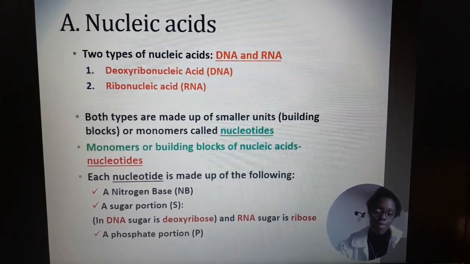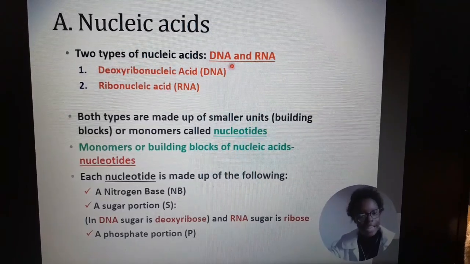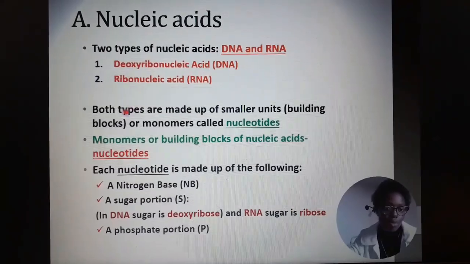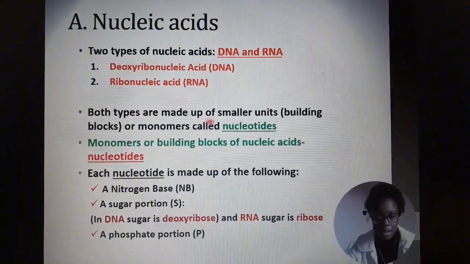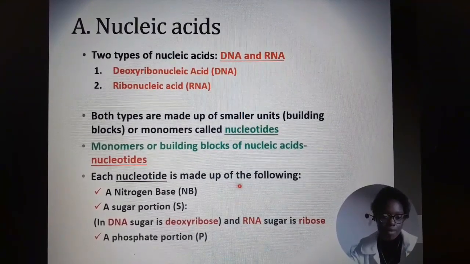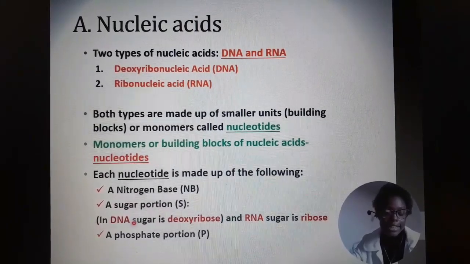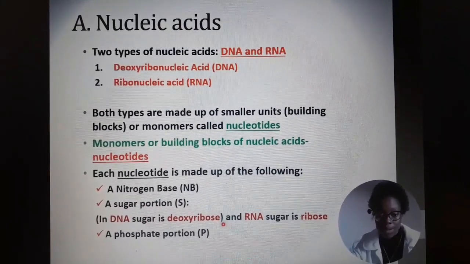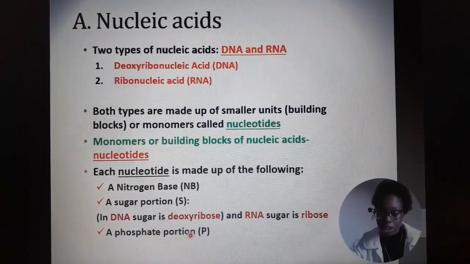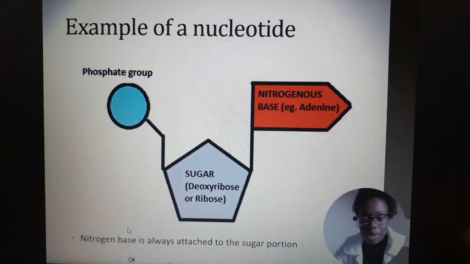I'm going to do a quick recap on what my colleagues have already done. We have 2 types of nucleic acid, DNA and RNA, deoxyribonucleic acid and ribonucleic acid. Both types are made of smaller units, building blocks or monomers, called nucleotides. Each nucleotide is made up of a nitrogenous base, a sugar portion, which in DNA is deoxyribose and in RNA is ribose, and a phosphate portion.